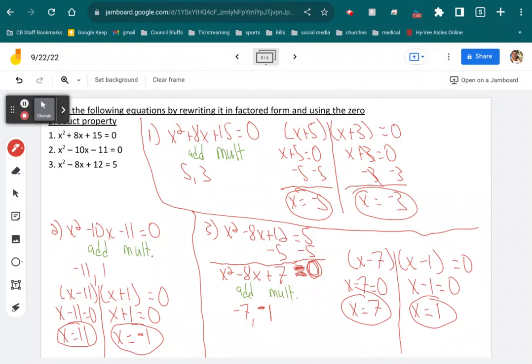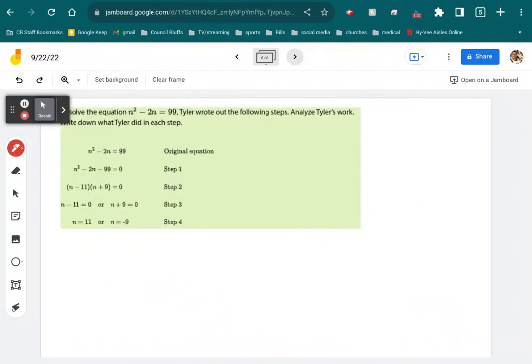Okay. Again, if the equation is not set equal to 0, you need to rewrite it so that it is set equal to 0, just like I did in this last example on this slide number 3. Okay. If you're following along on your slideshow, flip on over to the next slide, and we'll take a look at this example right here.